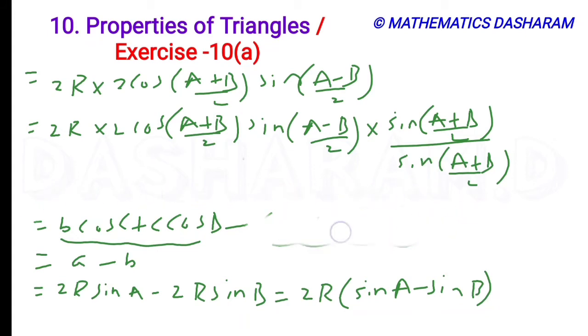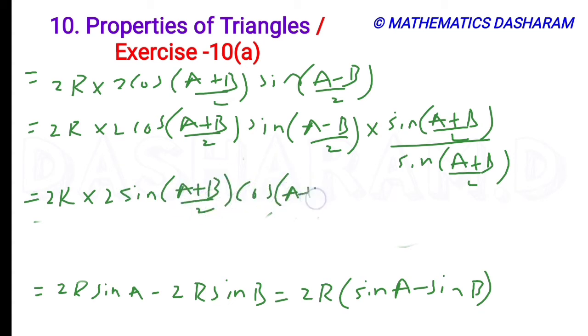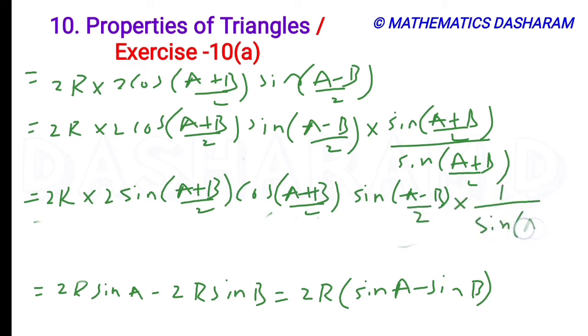Okay, so now it is equal to 2r into 2. First you write sin((A+B)/2) and beside it cos((A+B)/2). Next the remaining term is sin((A-B)/2). So sin((A-B)/2) into 1 by sin((A+B)/2).